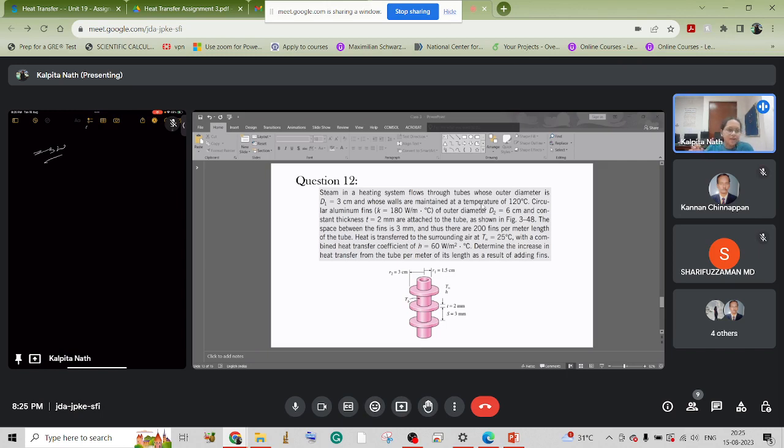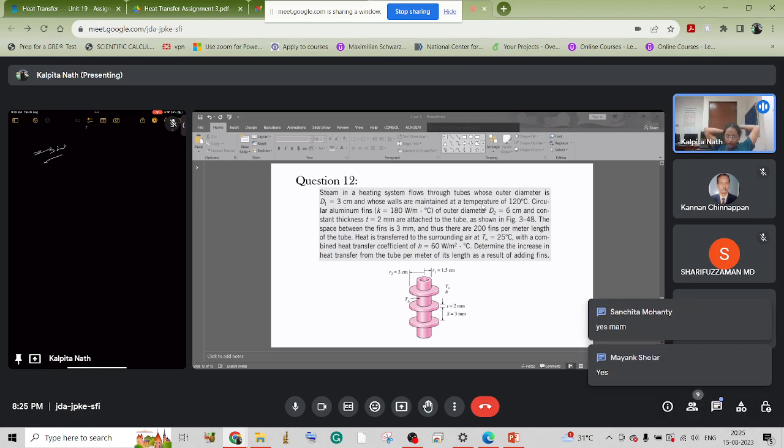Anyone who is solving this? Okay, sure. If you are facing any doubt, Sanchita, do tell me. Mayank, whoever is facing any doubt, do tell me.